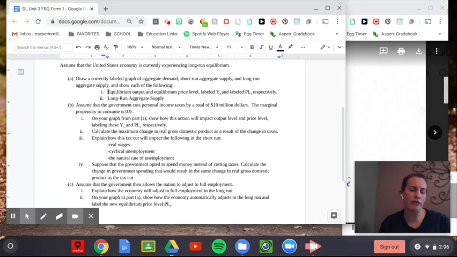and then show you the graph. Assume that the government cuts personal income taxes by a total of $10 million, and if the marginal propensity to consume is 0.9. So for part one, you have to show this on your graph. If they're going to cut taxes, that means that people are going to have more disposable income. This is going to shift aggregate demand to the right. And then calculating how much of a change in GDP that is, we're going to use the tax multiplier.